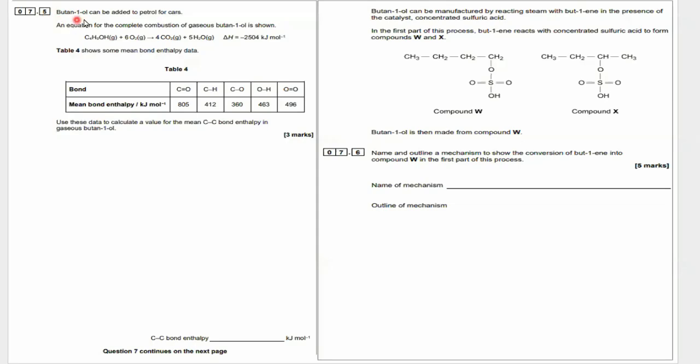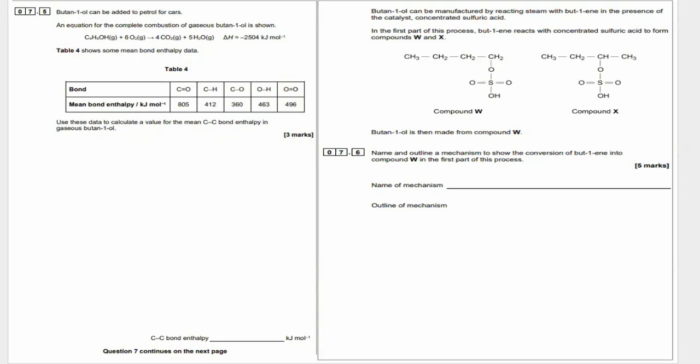So 7.5, butan-1-ol can be added to petrol for cars. An equation for the complete combustion of gaseous butan-1-ol is shown. C4H9OH gaseous plus 6O2 gaseous goes to 4 carbon dioxide plus 5H2O. The enthalpy change is minus 2504, so it's exothermic, kilojoules per mole. We've got some mean bond enthalpy data. Use these data to calculate a value for the mean bond enthalpy in gaseous butan-1-ol.